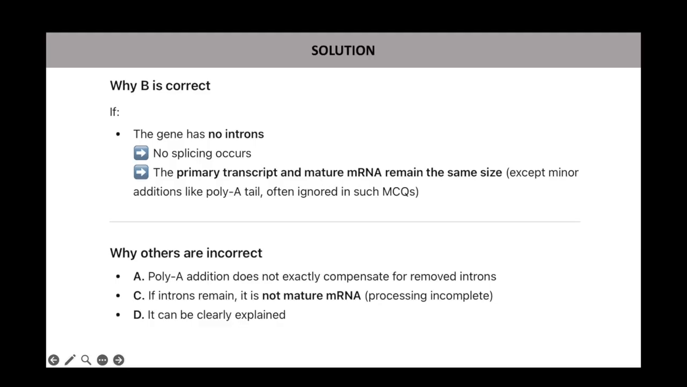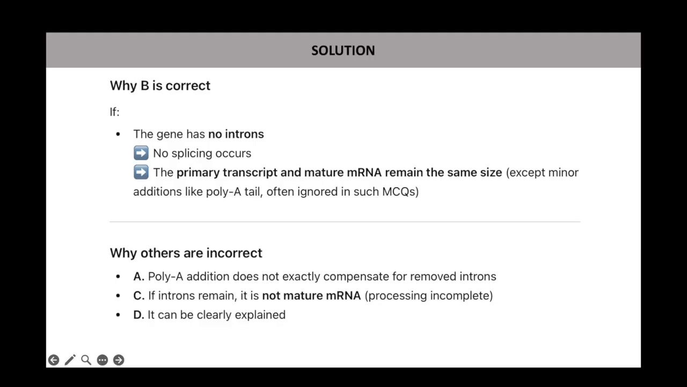This is not possible. The reason is that if the splicing does not take place, the pre-RNA, or the primary transcript, will not get converted into mature RNA. So it will not become functional. So that is why this option is also incorrect. This cannot be the reason why the primary transcript and mature mRNA are the same, and these cannot be justified.